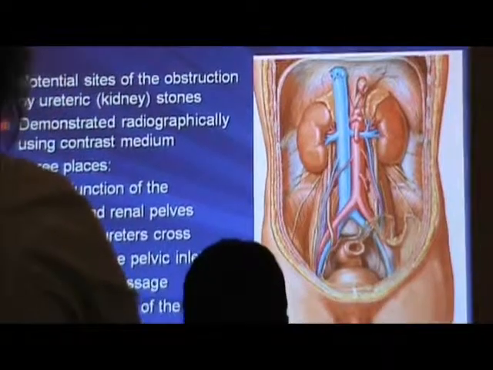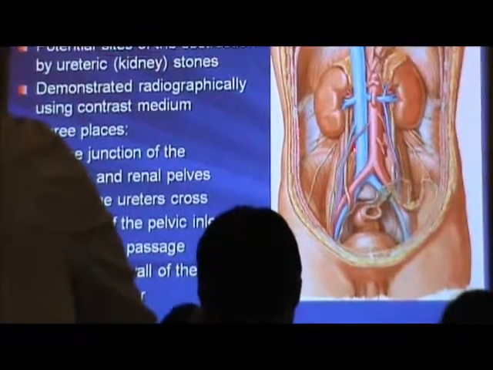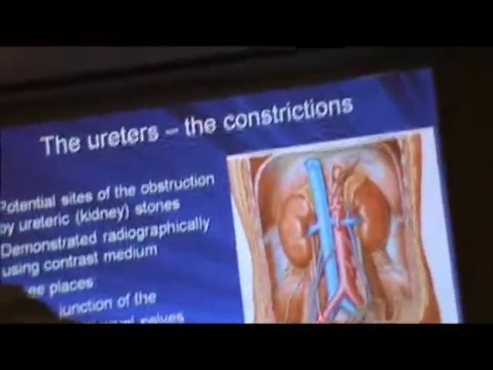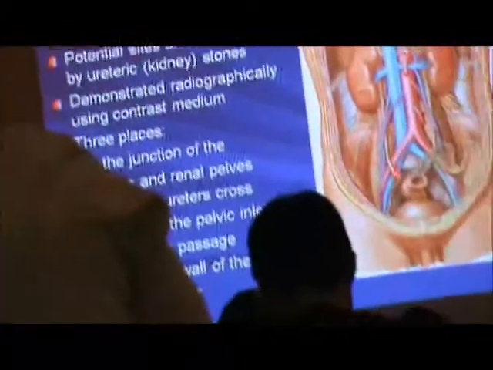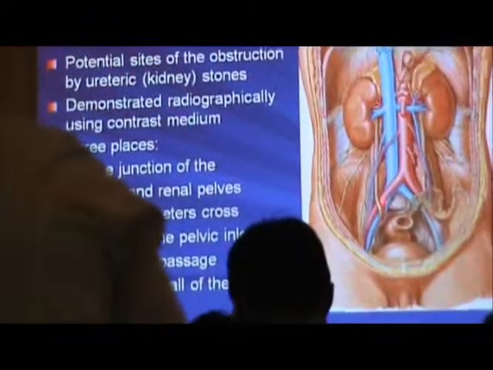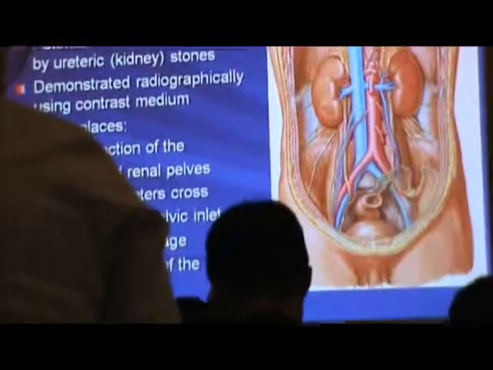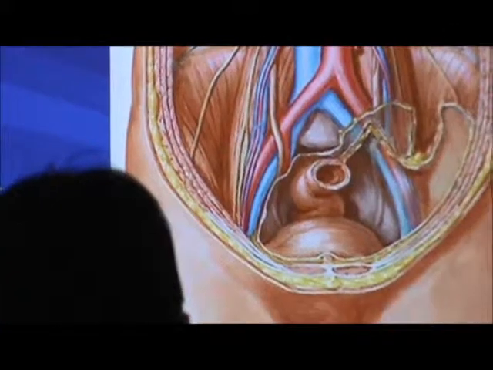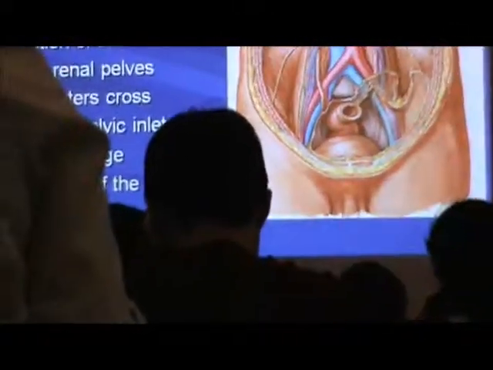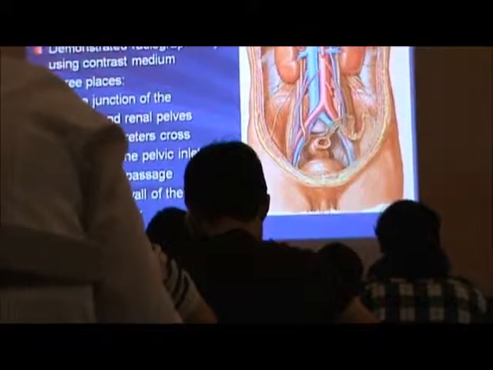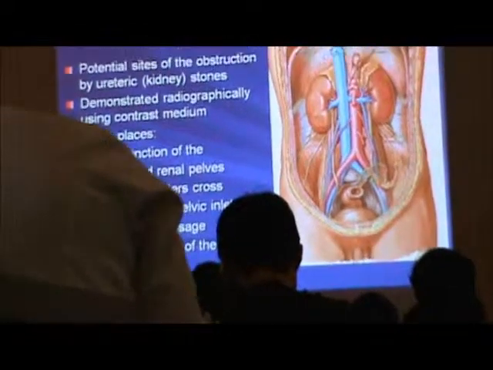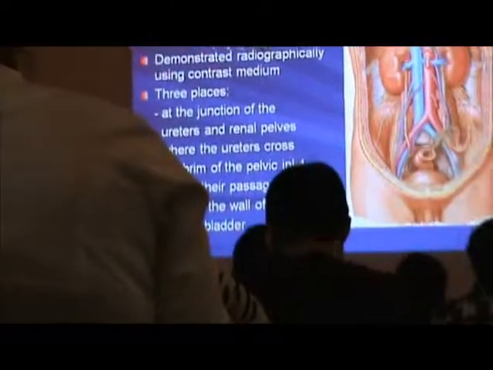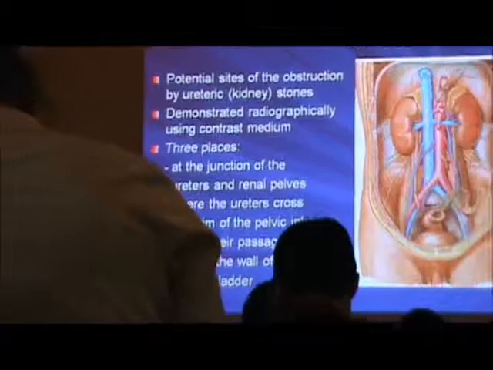The second one is where the ureter crosses the rim of the pelvic inlet, where it crosses the vessels: on the right side the external iliac artery, on the left side the common iliac artery. And the third constriction is during the passage through the wall of the urinary bladder, in the place where the ureter enters the urinary bladder.